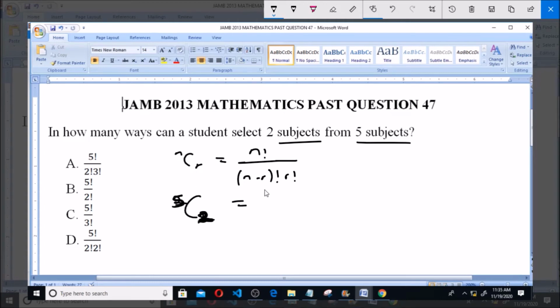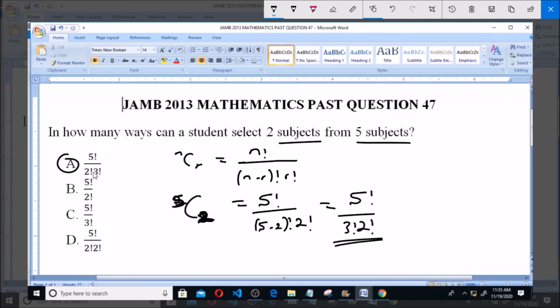Now this is equal to 5 factorial all over 5 minus 2 factorial, then multiply by 2 factorial. Now this is equal to 5 factorial all over 3 factorial multiplied by 2 factorial, and this is option A. 5 factorial, 2 factorial, 3 factorial, same thing as 5 factorial all over 3 factorial multiplied by 2 factorial. So this is the right answer to this question.